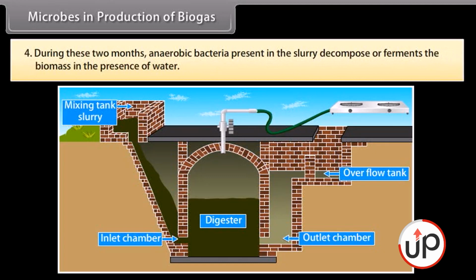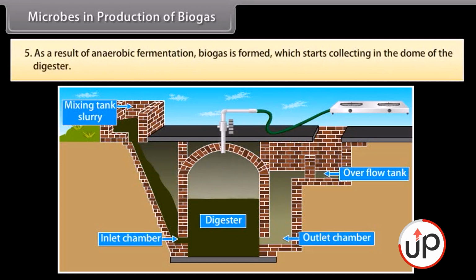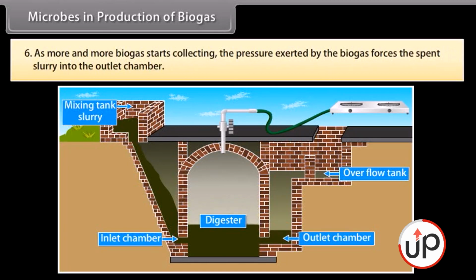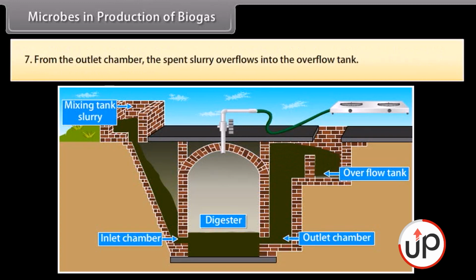Number 4. During these 2 months, anaerobic bacteria present in the slurry decompose or ferments the biomass in the presence of water. Number 5. As a result of anaerobic fermentation, biogas is formed, which starts collecting in the dome of the digester. Number 6. As more and more biogas starts collecting, the pressure exerted by the biogas forces the spent slurry into the outlet chamber.